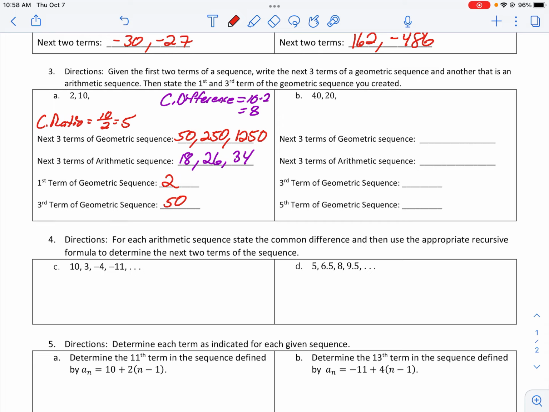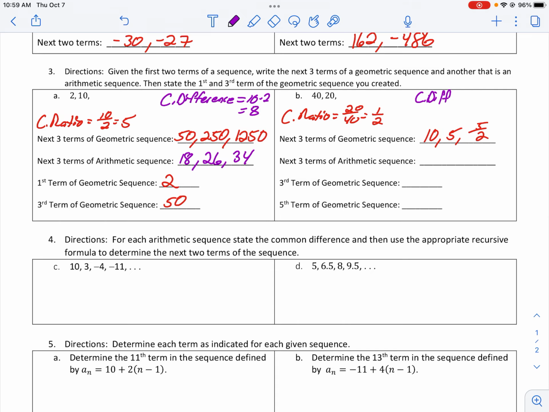For letter B, okay? The next 3 terms of the geometric sequence, to be geometric, I have to have a common ratio, which is, in this case, second term divided by the first term of 1/2. 20 over 40 becomes 1/2. So 20 times 1/2 is 10. 10 times 1/2 is 5. 5 times 1/2 is 5/2.